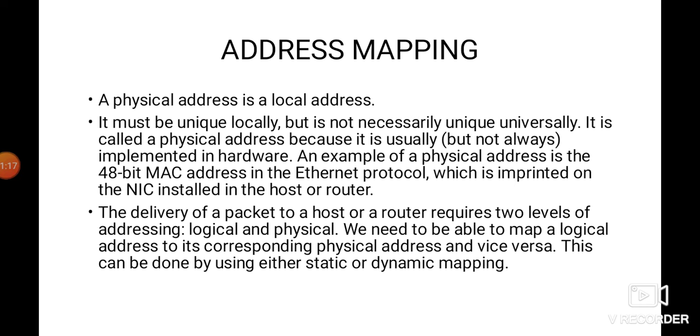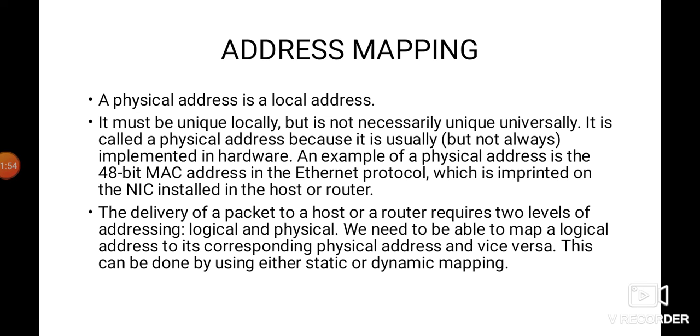A physical address is a local address. It must be unique locally, but it is not necessarily unique universally. It is called a physical address because it is implemented in hardware. For example, a 48-bit MAC address is a physical address, which is imprinted on the NIC installed on your host, router, or any computer. The physical address and logical address are two different identities.